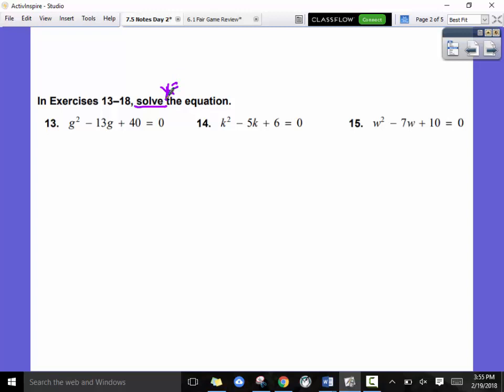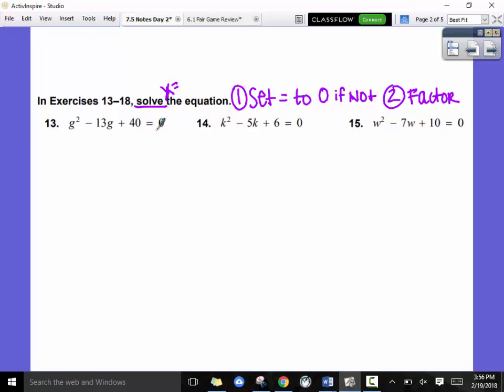Two things you're going to want to do first. First step, set equal to 0 if not. And we have done that before when we factored with greatest common factor. And second, you're going to factor. So exactly what you did yesterday, and we're going to add one more step. So number 13, g squared minus 13g plus 40 equals 0. So it's set equal to 0.